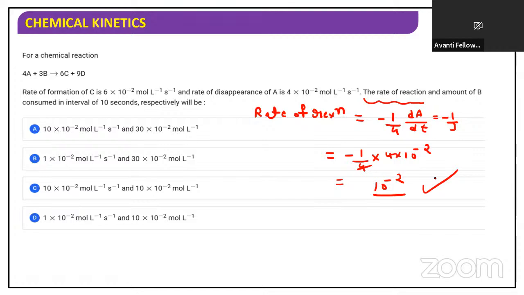So this is 10 raised to the power minus 2, the rate of reaction. You can use either the rate of disappearance terms, or you can also calculate by using the rate of appearance, right? So this is very simple. Now the rate of reaction has come, that is 10 raised to the power minus 2.